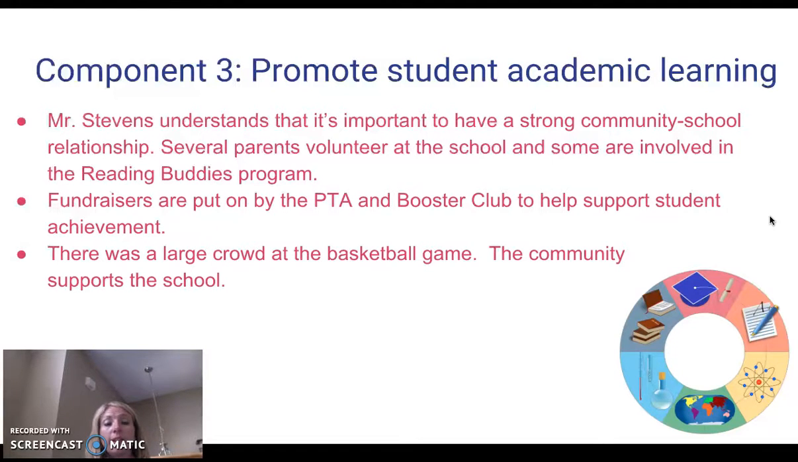And then also it mentioned that there was a large crowd. It was the last home game of the season, and they were at capacity. So it showed how that community really rallies behind the school and those students and wants the best for them.